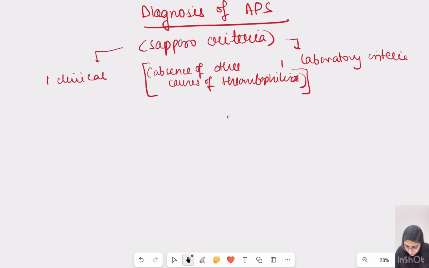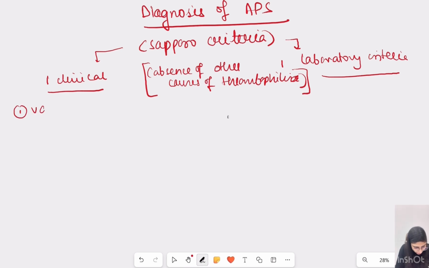Any malignancy can be a thrombophilic state, any coagulation disorder, hematological coagulation disorder affecting PT-INR, APTT can be a cause of thrombophilia. Factor V Leiden mutations, protein C, protein S deficiency or mutations. These are the other causes of thrombophilia. If they are not there and there is one clinical and one laboratory criteria, then you can call this a patient of APS. Now, what are the clinical criteria?